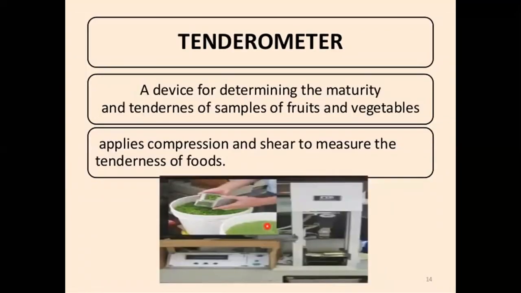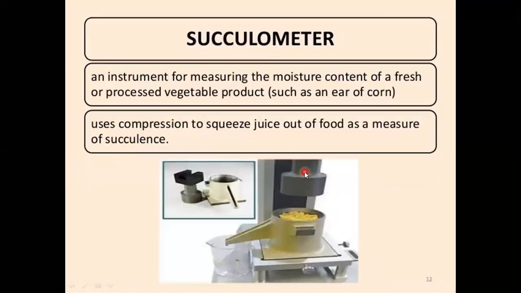The next one is the tenderometer. This device determines the maturity and tenderness of particular samples of fruit and vegetables like green peas. Okay, so by applying some compression and shear in order to measure the tenderness of fruits, this instrument is used.